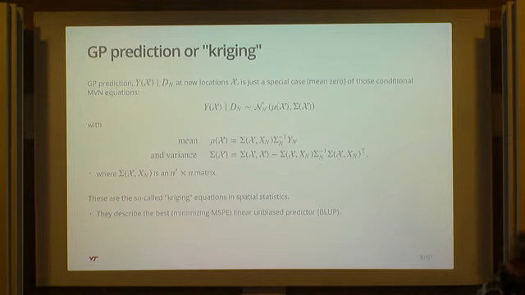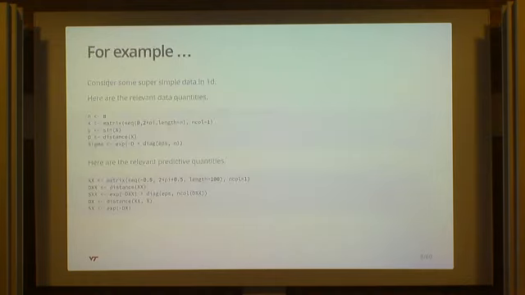You can show that the prediction that you get from the mean is a best linear unbiased predictor, and there are all sorts of other properties that aren't super relevant for what I want to present today. So let me just give an example of that in code.